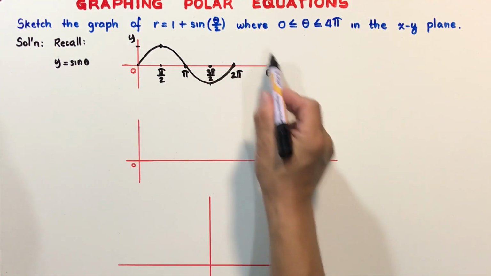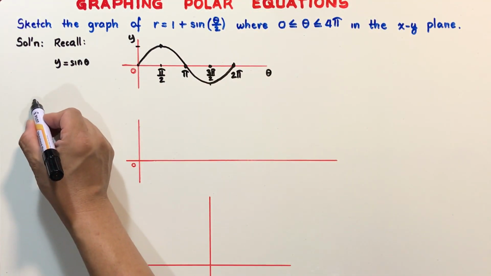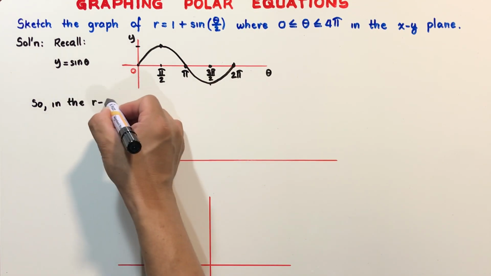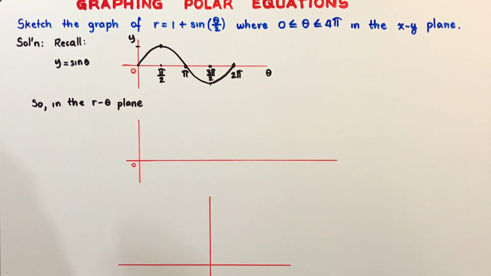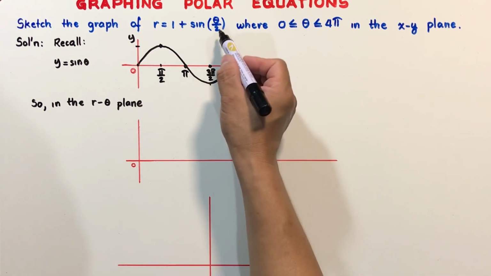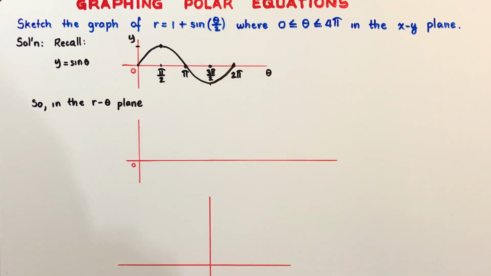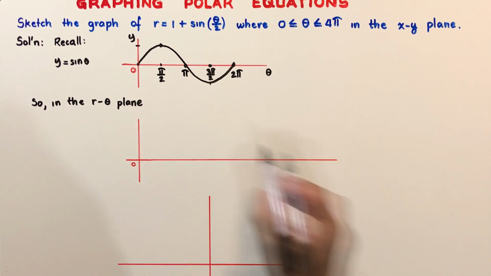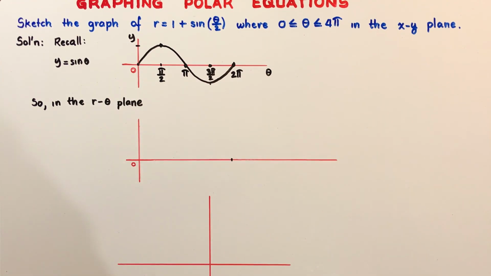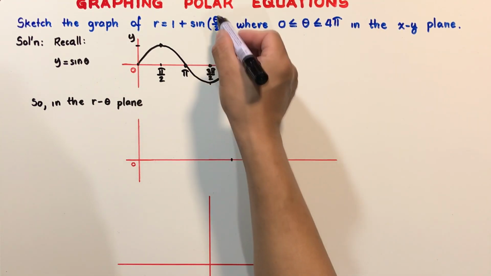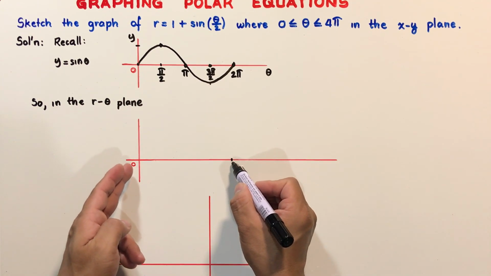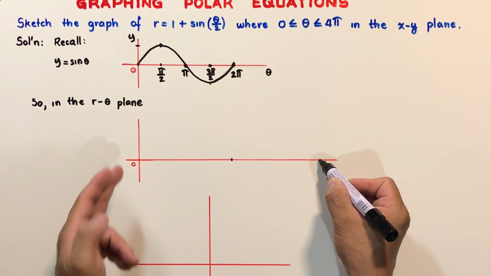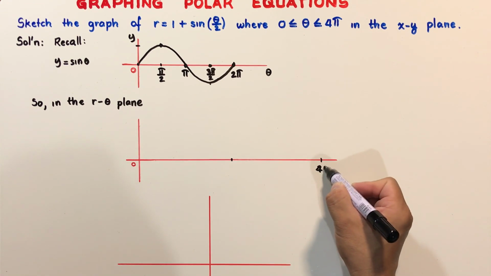So using this knowledge in trigonometry, we can say that in the r theta plane, the graph of this one is almost the same as the graph of this, but since there is a 2 in the denominator of theta, the one period of this graph is being stretched to twice of this period. So the period of sine theta over 2 is not anymore 2 pi, but it's 4 pi. It is being doubled here.